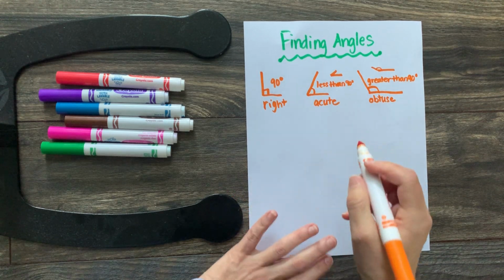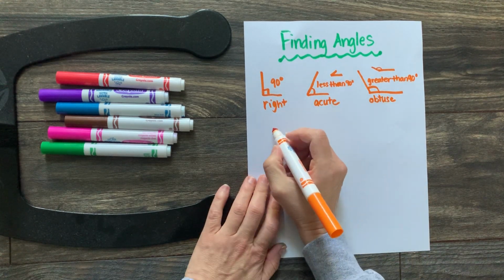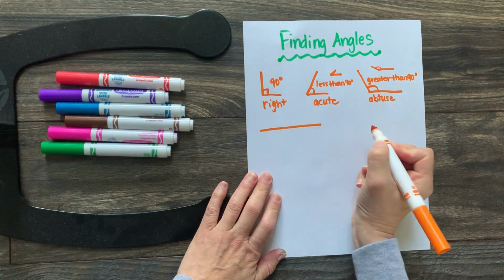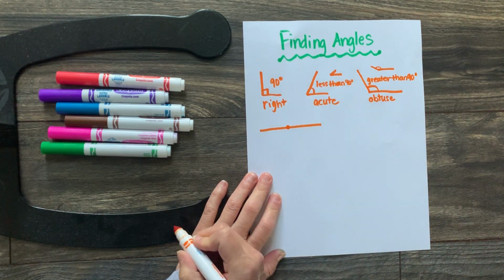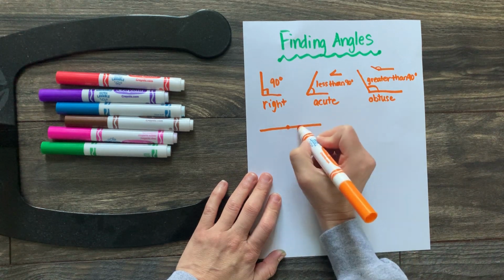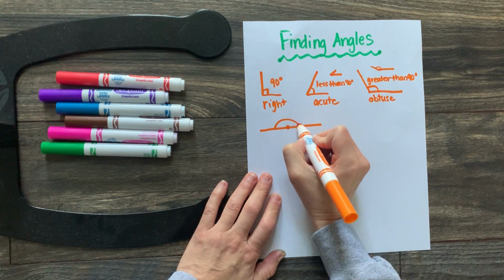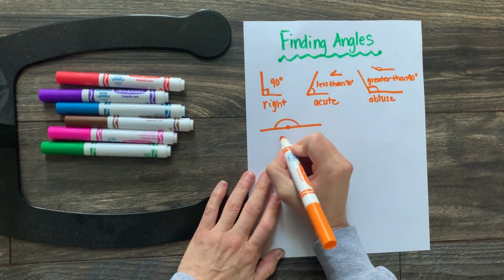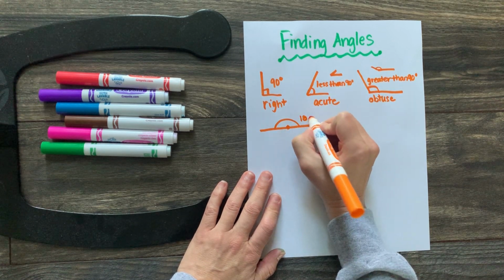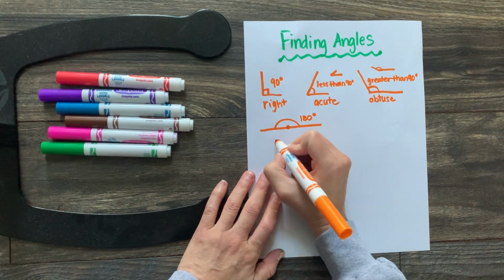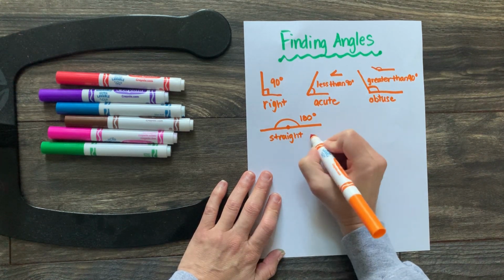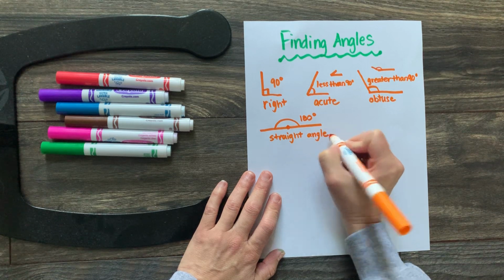We also have an angle that resembles a straight line. And how is that? If we have a straight line here and we put our little vertex right in the middle there and we show our angle all the way, that angle measures 180 degrees, and we call that a straight angle. That's important for us to know.